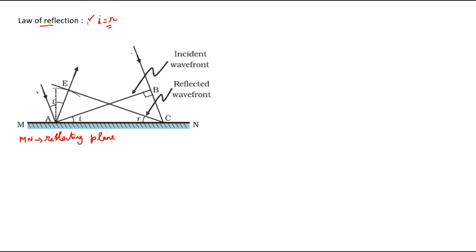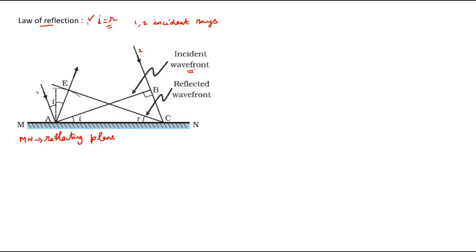This one, 1 and 2, the straight lines, they indicate incident rays. So I just write here 1 and 2, incident rays. And then AB is incident wavefront. It is indicated here. AB is incident wavefront.